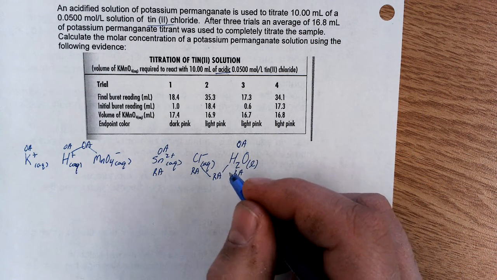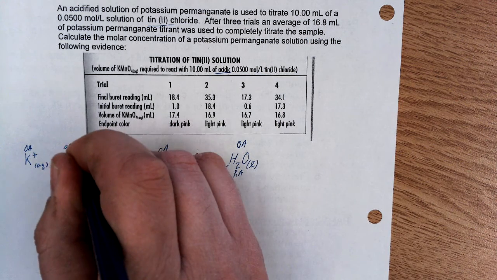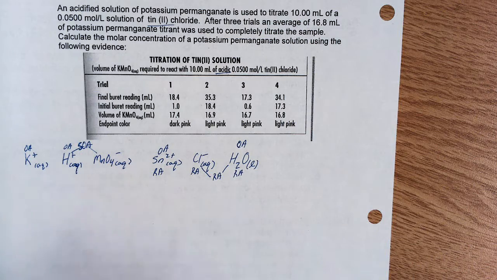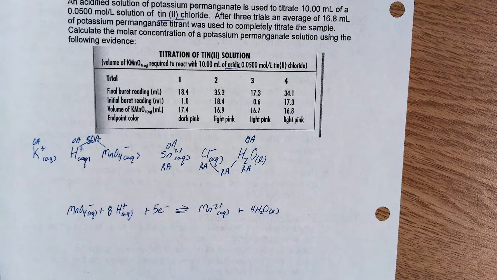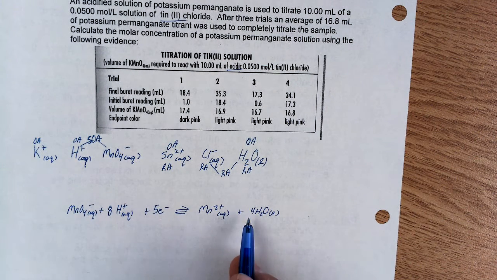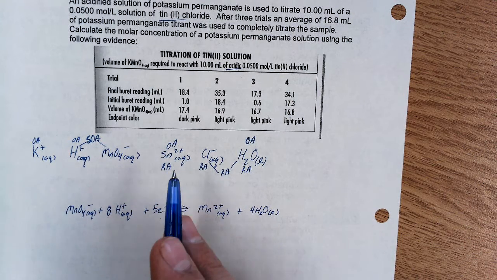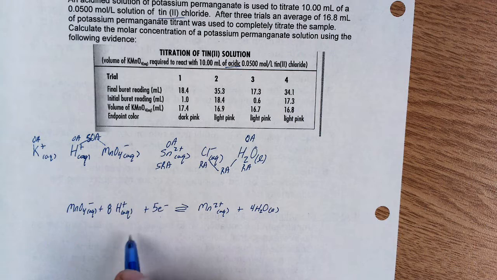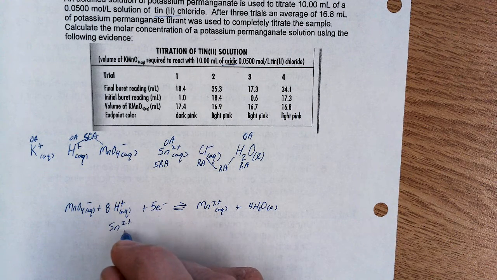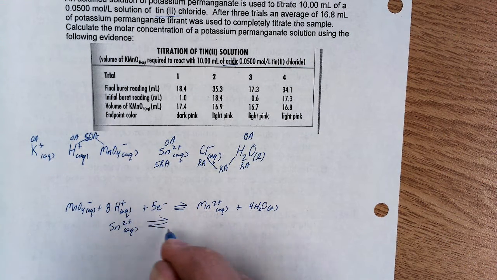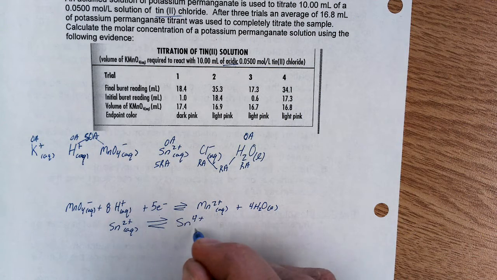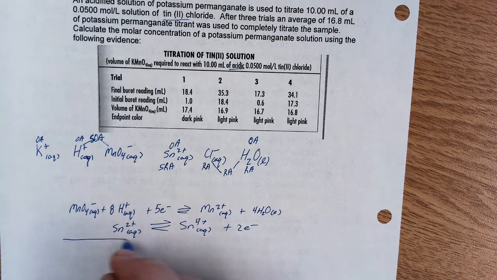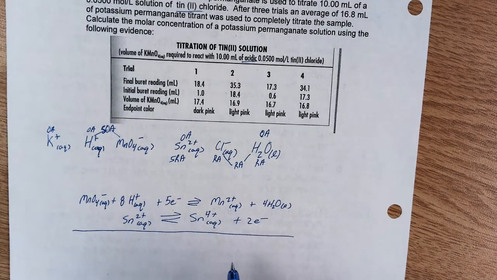Now we're looking for our strongest ones. Our strongest oxidizing agent is our potassium permanganate. Write down its half reaction, exactly as we see it in the book. And then tin(II) is our strongest reducing agent, so we write its oxidation half reaction. We have Sn2+ producing Sn4+ and 2 electrons. So it's actually the exact same reaction as we did in the example in the other video.